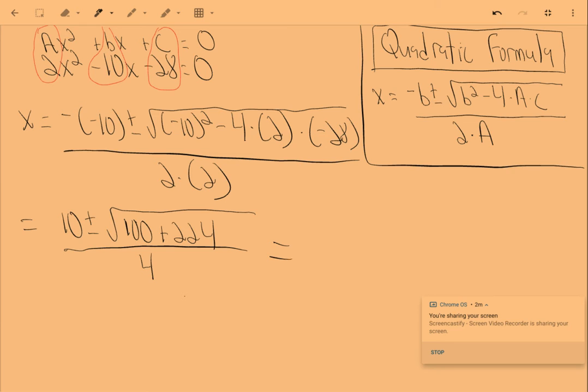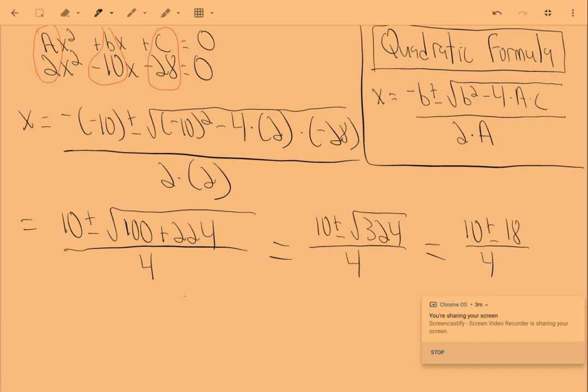Let's continue simplifying. We have 10 plus and minus square root of 100 plus 224. That's going to be 324 divided by 4. Okay. And we'll continue from there. The square root of 324 is a whole number. The square root of 324 is actually 18. So this has become 10 plus and minus 18 divided by 4.